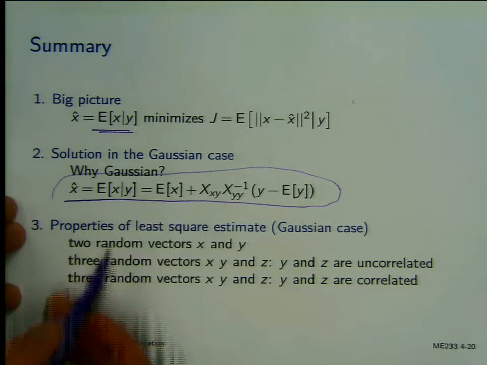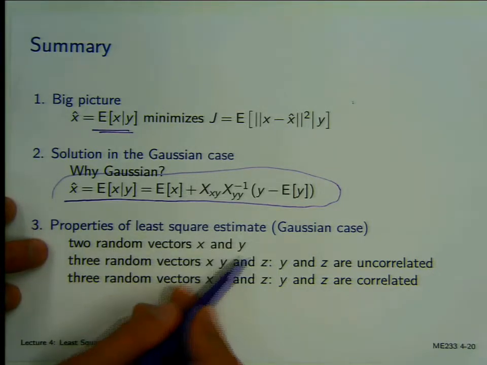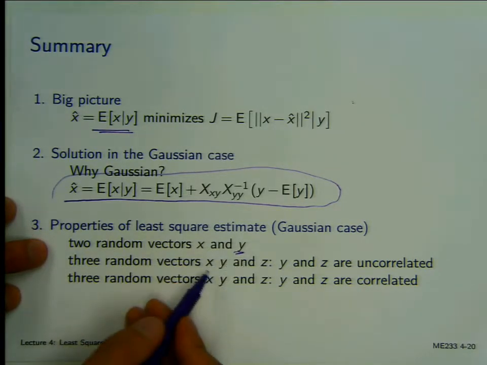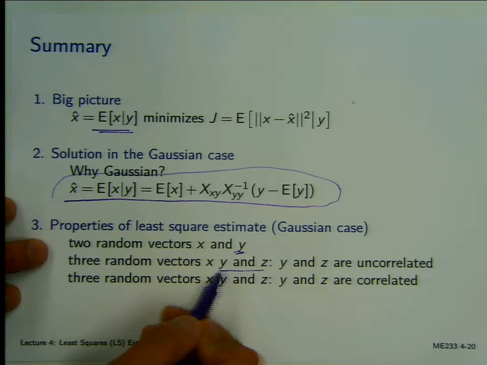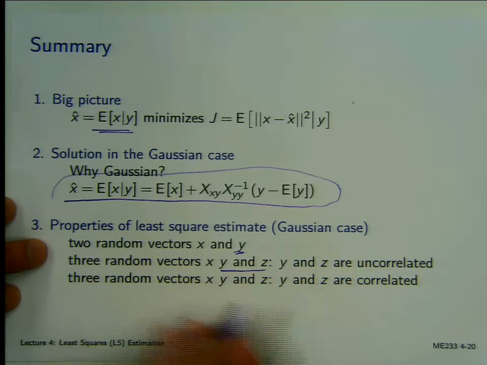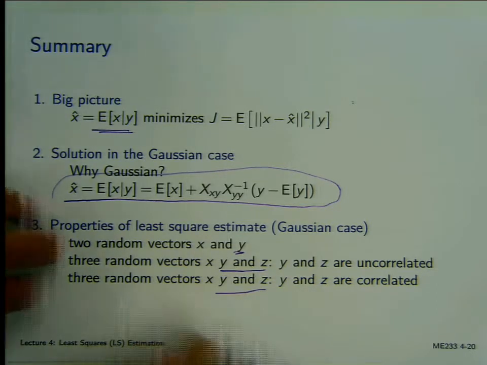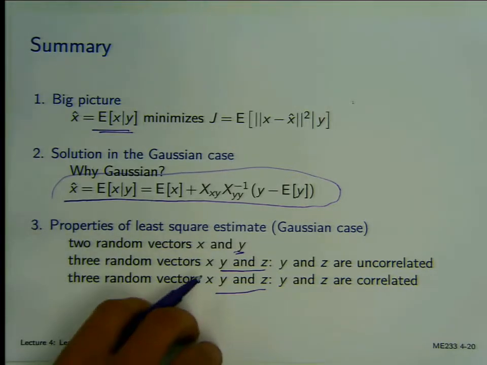Then we discussed different cases. If I just have one measurement, what will the result look like? If I have two independent measurements, what will it look like? And if I have two correlated measurements, how will the results look? Okay?